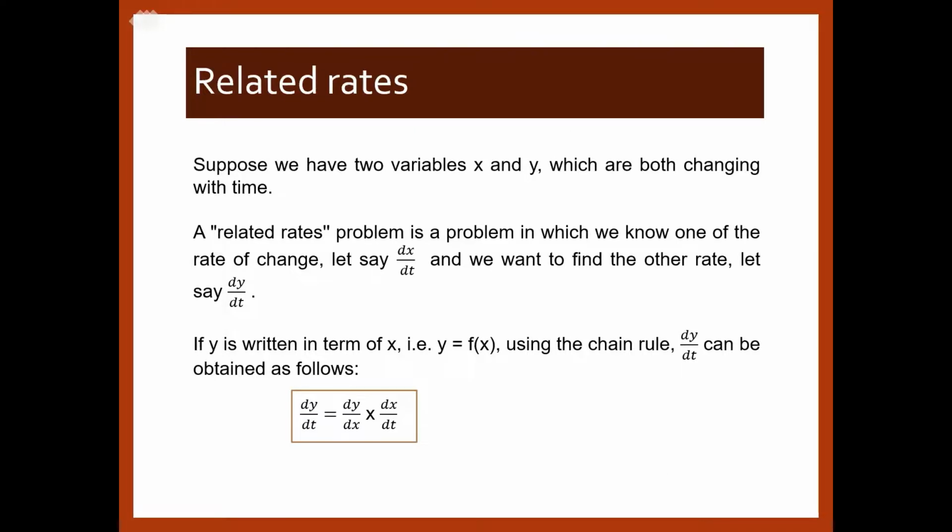Let's proceed with section 3.2 on related rates. Suppose we have two variables, x and y, which are both changing with time. A related rates problem is a problem in which we know one of the rates of change, let's say dx over dt, and we want to find the other rate, let's say dy over dt. If y is written in terms of x, that is y equal to f(x), by using the chain rule, dy over dt can be obtained as dy over dx multiplied with dx over dt.